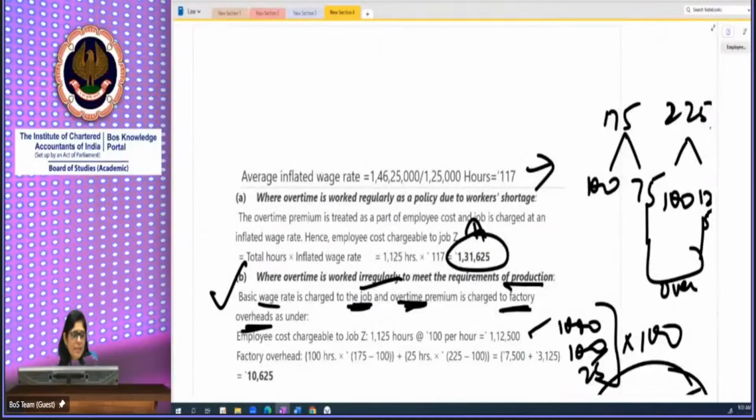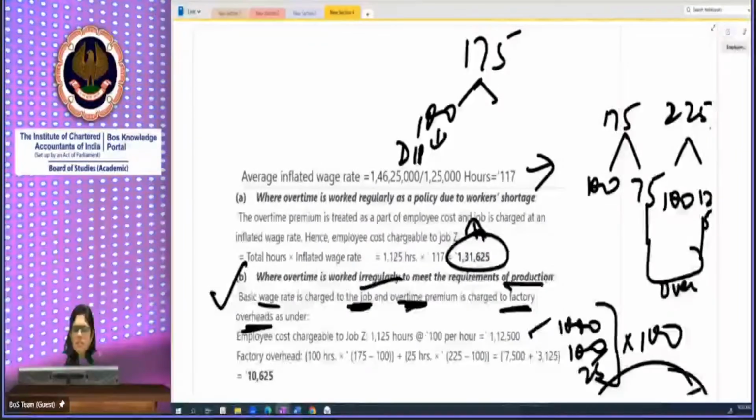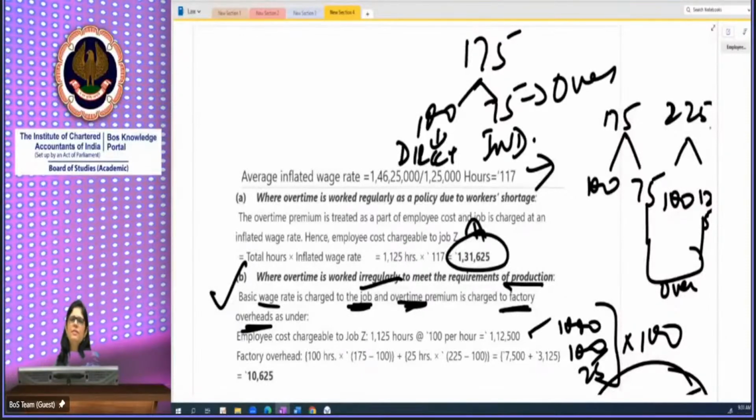Okay, Darshan, I'm really glad that you've understood. The premium overtime will go to overhead and the basic as direct. Yes, the basic rate: the total is 175, 100 will go to direct and 75 overtime will go to indirect, if you understood it this way. Clear? So the question is of overtime premium. The question is never on the basic wage rate in the total rate.